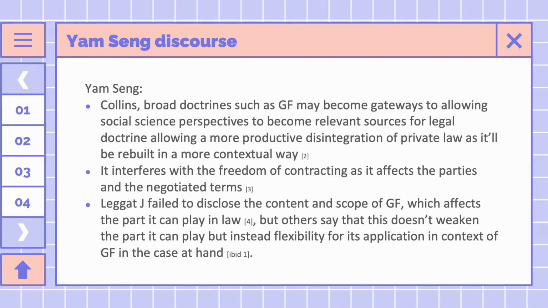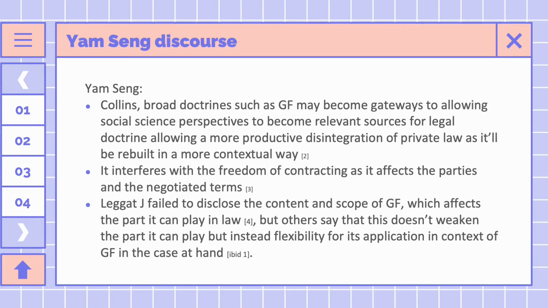So an academic who agreed with Yam Seng was Collins, who said that the broad doctrines such as good faith would provide a gateway to allowing social science perspectives to become relevant legal doctrine, and that it will help rebuild private law in a more contextual way, instead of it being broad sweeping principles and notions. It will allow court cases to become more individualized and for rulings to be made on the context rather than just what's been done before.